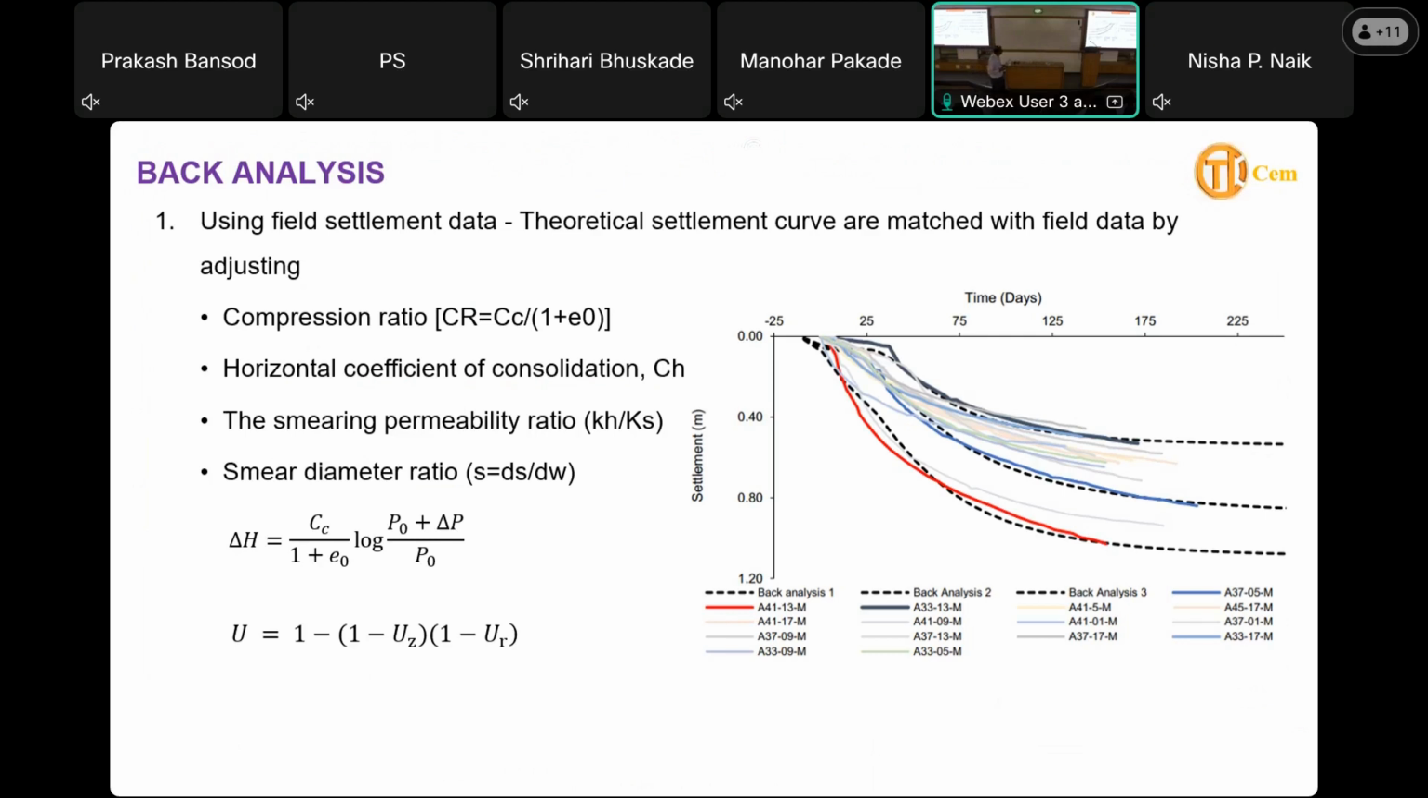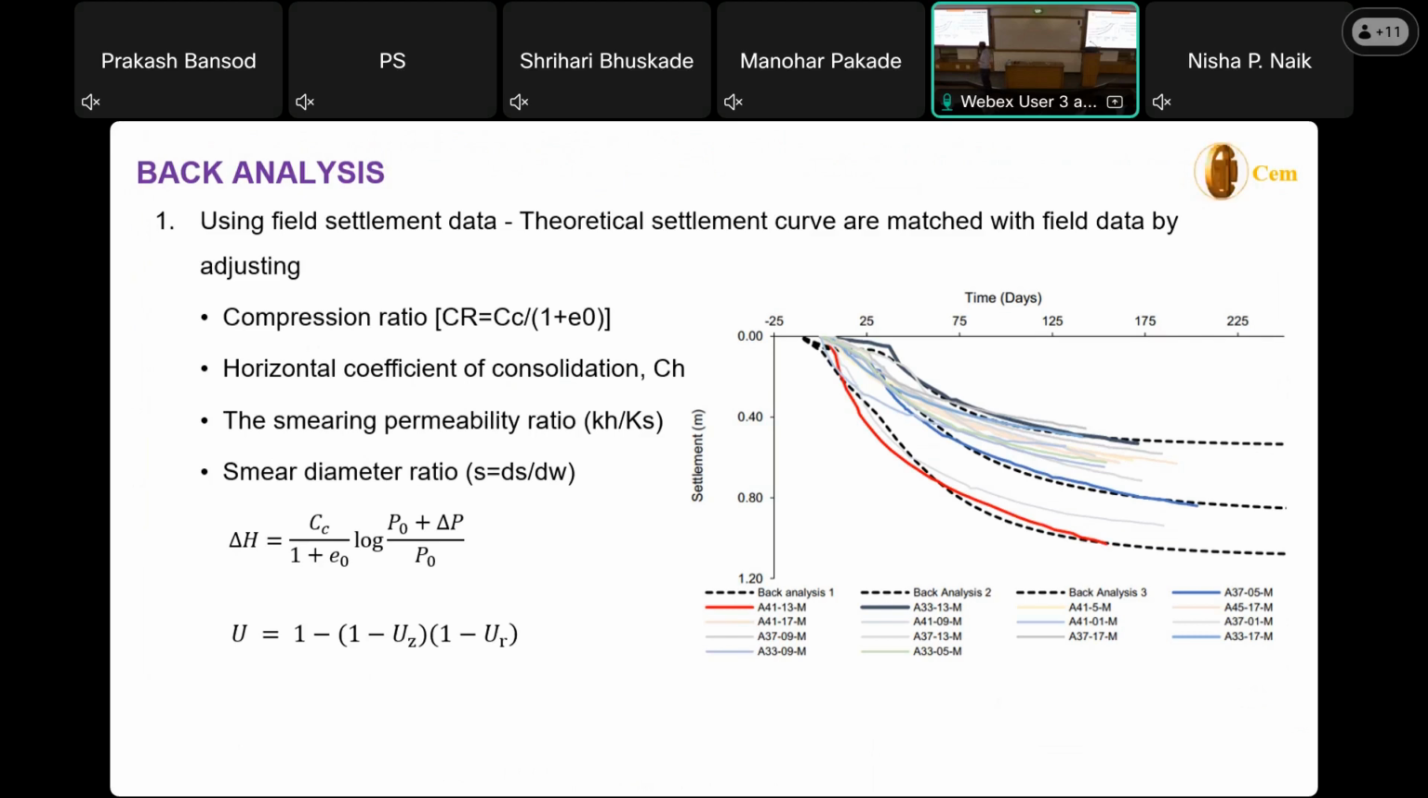So we calculated theoretically what settlements will happen and the timeline. We calculated a theoretical graph of days versus settlement and plotted the actual graph. It did not match, so somewhere our assumptions or considerations were different. So we back analyzed all the parameters, especially the influencing ones: the compression ratio, the horizontal considerations, the smear effect, and the smear diameter. We made slight changes and tried to back analyze.